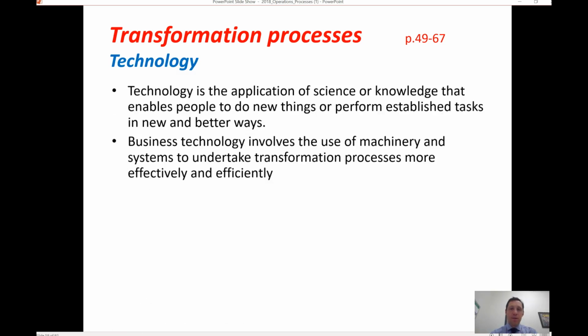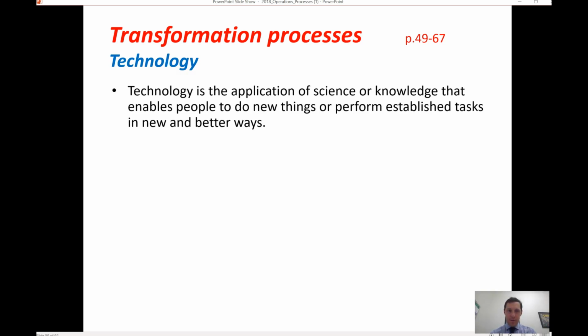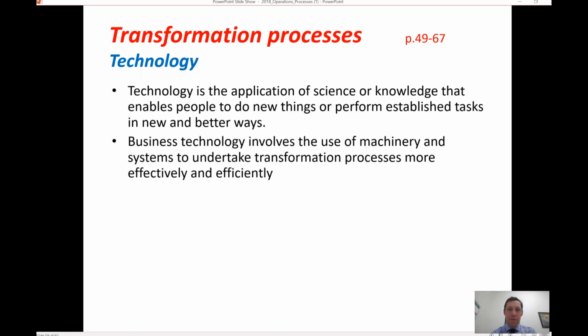Okay, so in respect to technology, there's a definition there in terms of its application of science or knowledge, enabling people to do new things or perform established tasks in new and better ways. In the context of transformation and operations specifically, that's really what technology is all about. How can technology be leveraged? How can technology be used to allow a business and the people within that business to perform new tasks or new things in a new or better way, a more efficient way, which will ultimately allow the business to become more efficient and achieve its ultimate objectives of increased profitability, growth, etc.